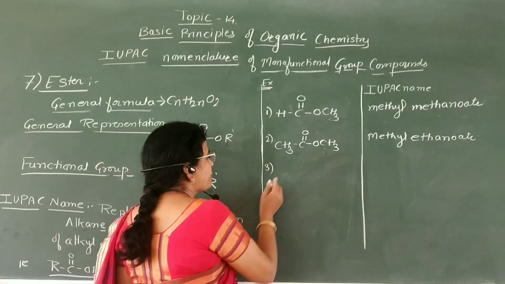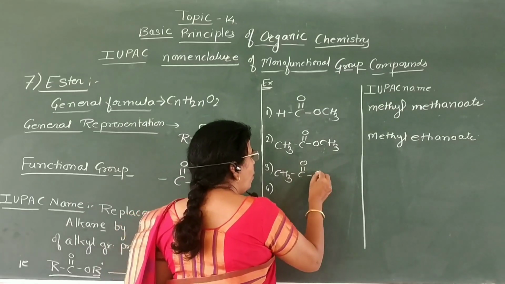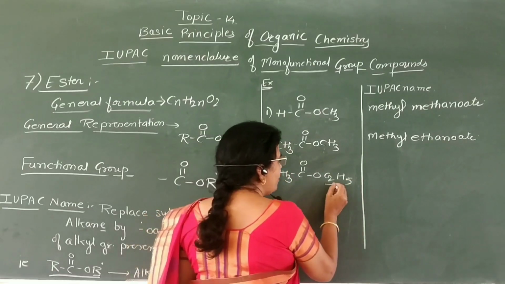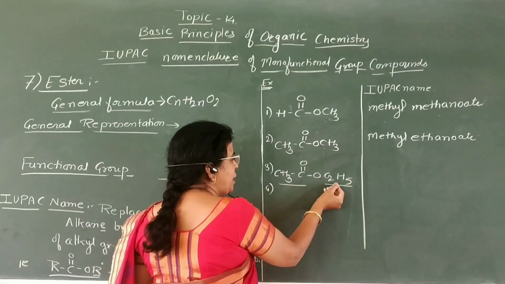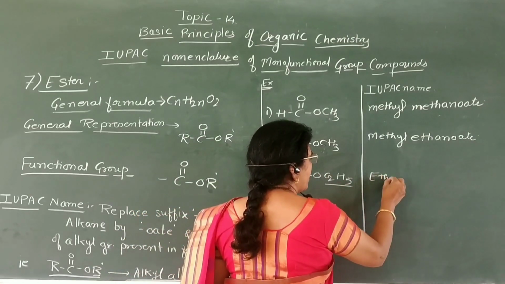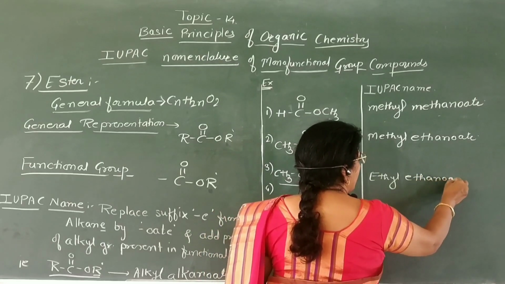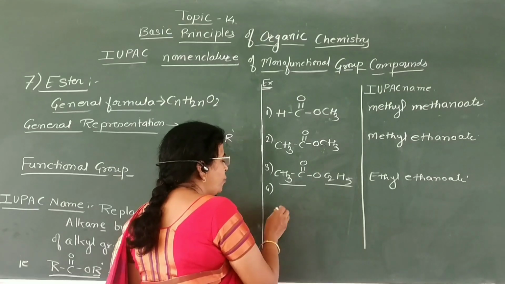Then third, CH3COOC2H5. Now alkyl group becomes ethyl and there are two carbon atoms. Therefore it becomes ethyl ethanoate. Ethyl ethanoate.